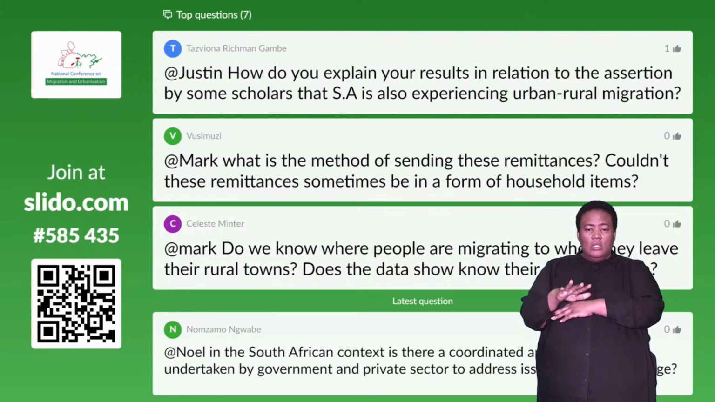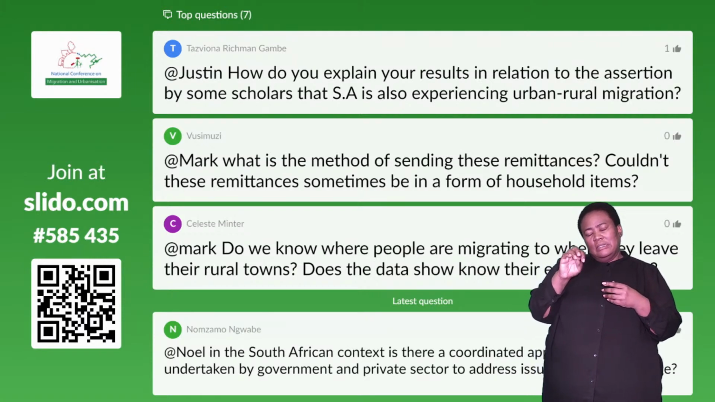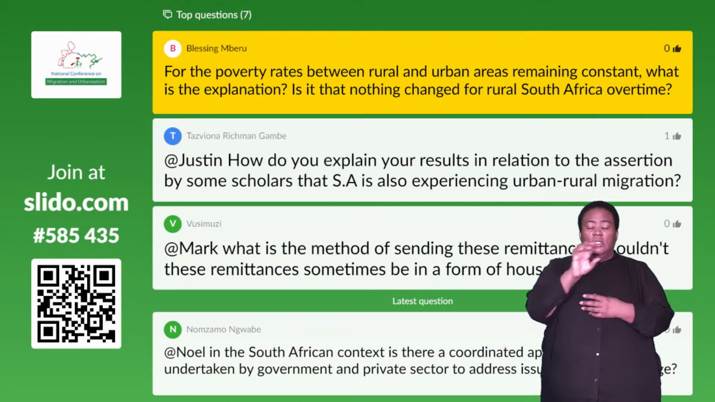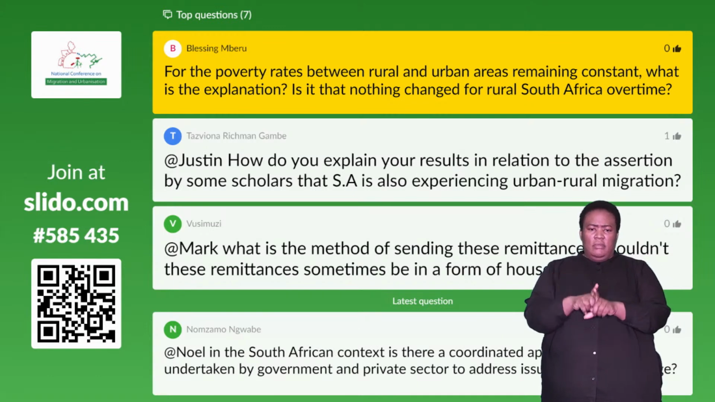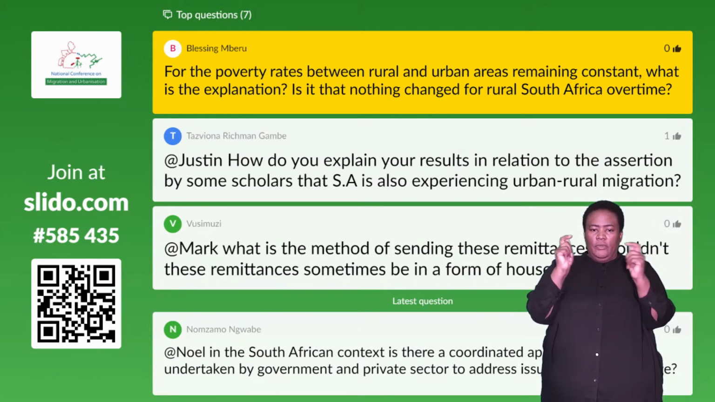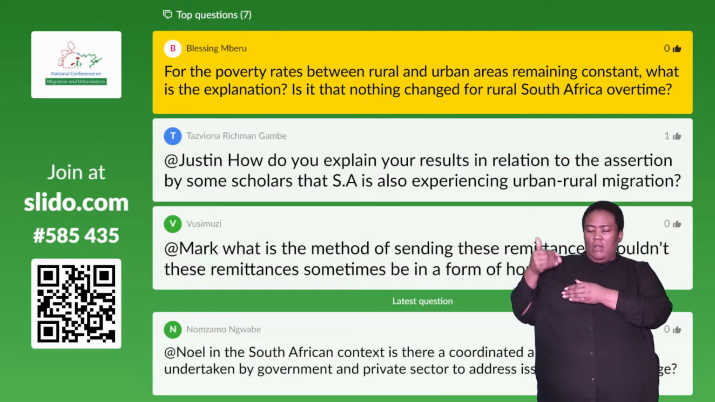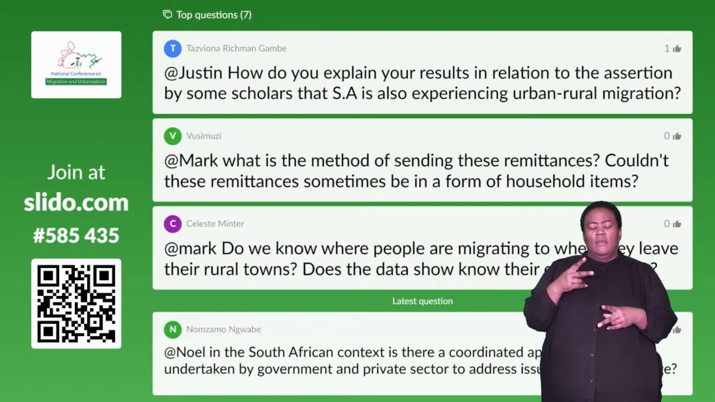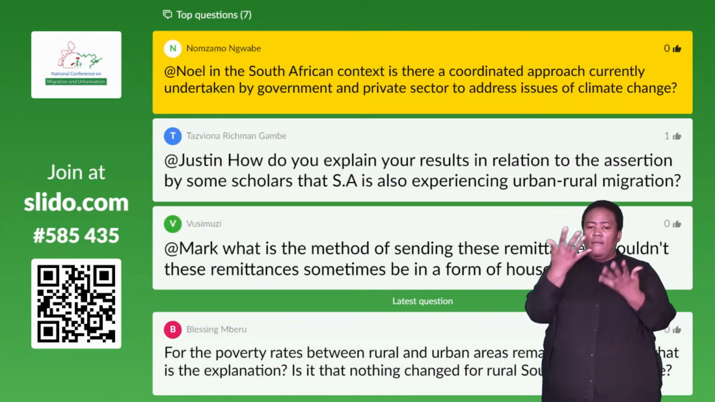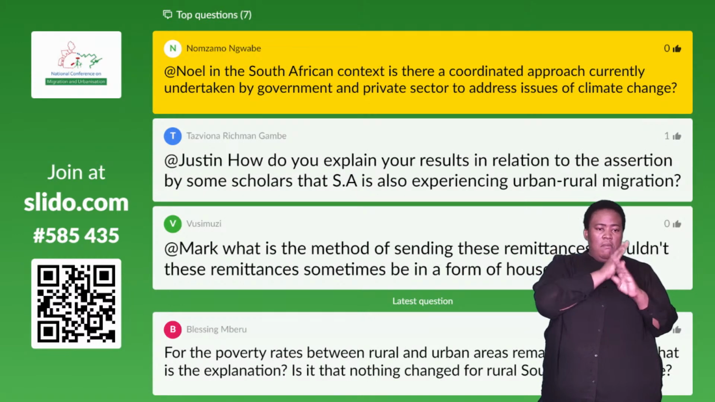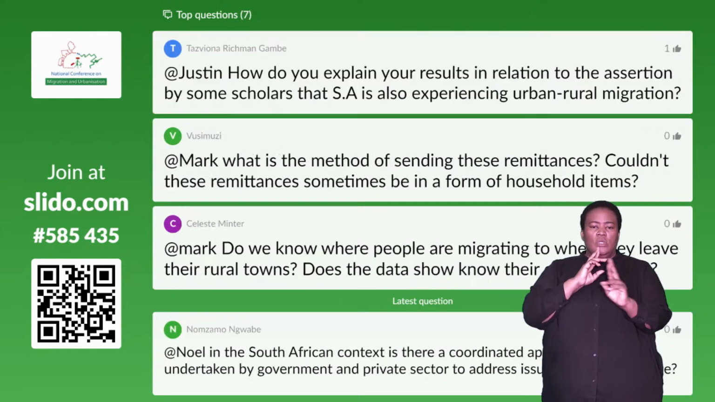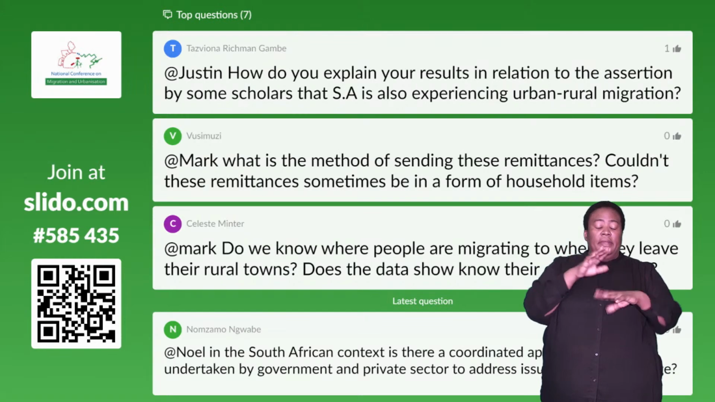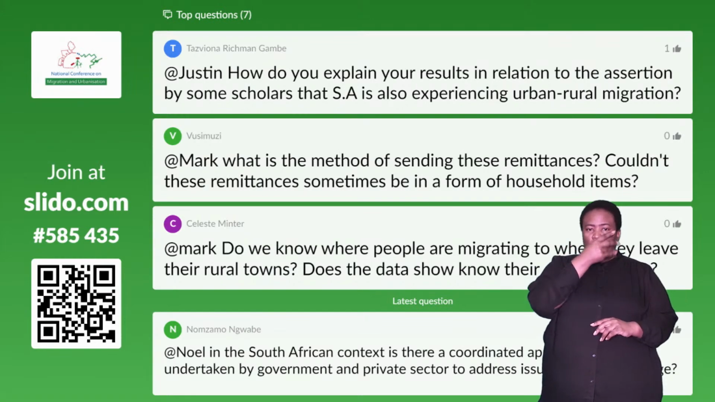Turning to Justin, Blessing has a question: are the poverty rates between rural and urban areas remaining constant? What is the explanation? Is it that nothing changed for rural South Africa over time? And then a final one to Emmanuel: in the SA context, is there a coordinated approach currently undertaken by government and private sector to address issues of climate change? So I'd like to ask each speaker to respond, bearing in mind that we have very little time. If you can take the set of questions and respond in about 2 minutes each, then it's over to you, Mark.